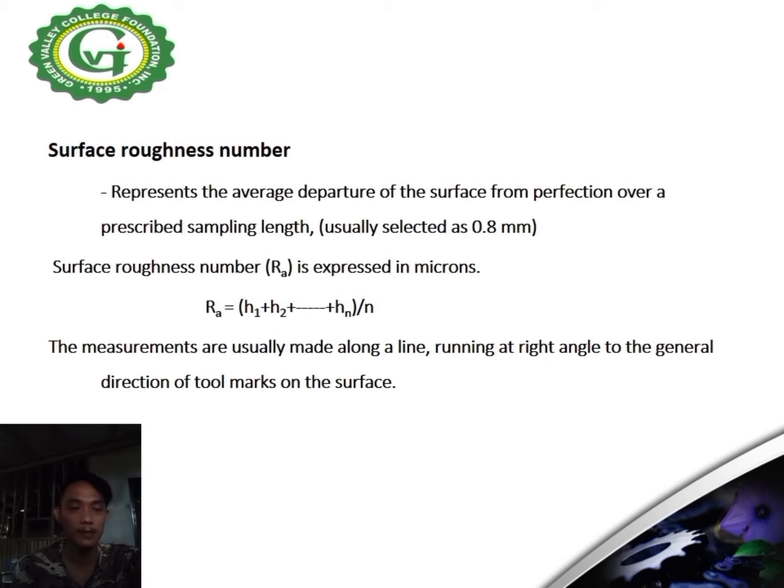Surface roughness number represents the average departure of the surface from perfection over a prescribed sampling length, usually selected as 0.8 mm. Surface roughness number Ra is expressed in microns. The measurements are usually made along a line running at right angles to the general direction of tool marks on the surface.